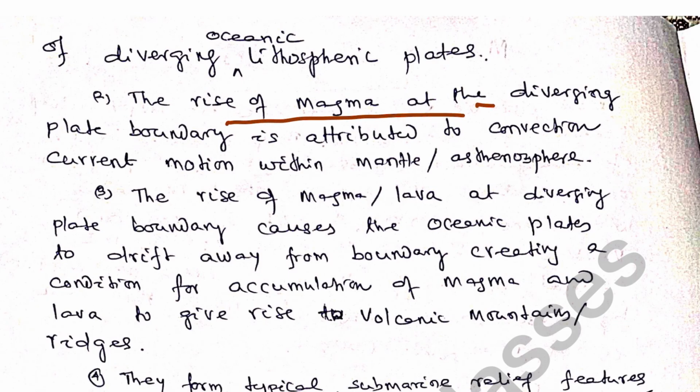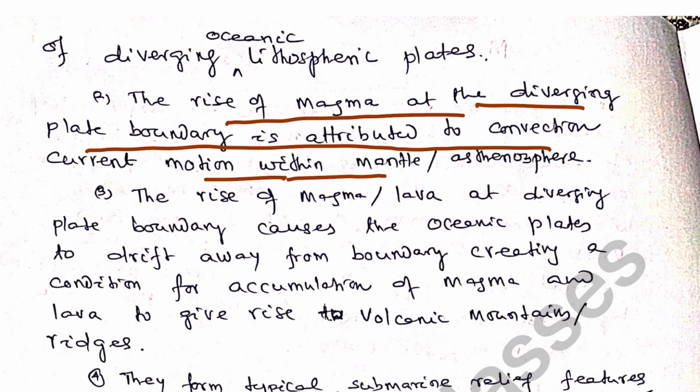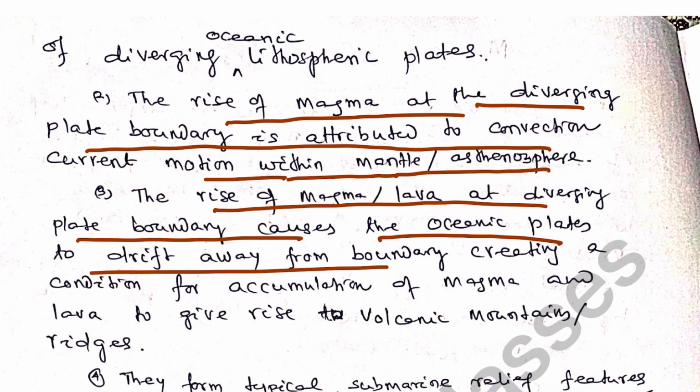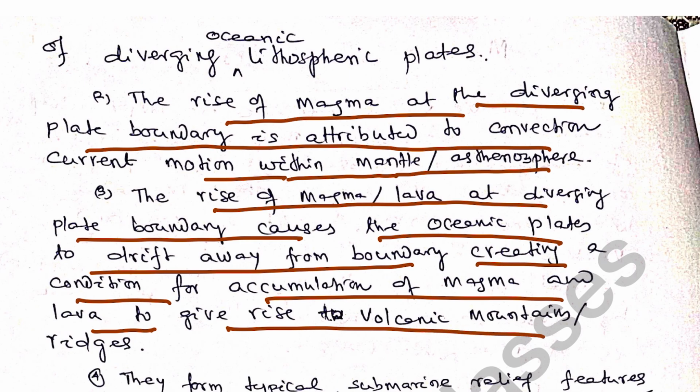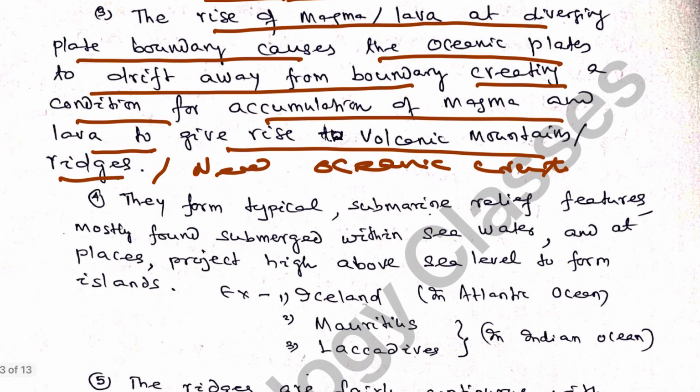The rise of this magma at the diverging plate boundary is attributed to the convection current motion that takes place within the mantle or within the asthenosphere. And this rise of magma or lava at the divergent plate boundary causes the oceanic plates to drift away from the boundary, creating a condition for accumulation of magma or lava to give rise to volcanic mountains or ridges or new oceanic crust. So they form typical submarine relief features mostly found submerged within the sea.